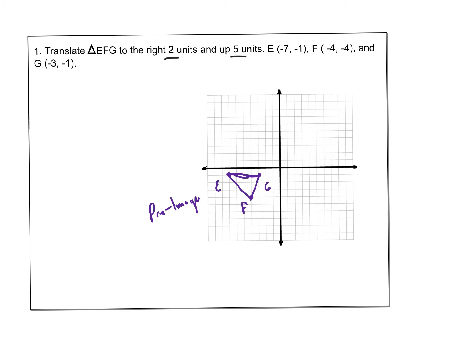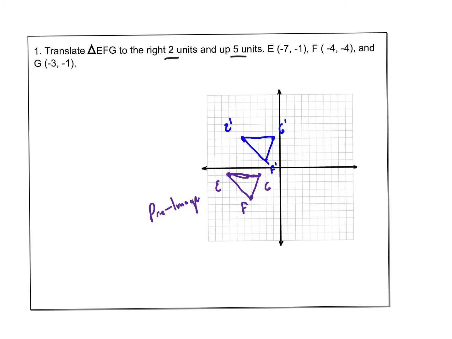So now, translating it just says take everything over 2 and up 5. So my new E would be over 2, up 5. So that would be my new E. My new F over 2, up 5 would be here. My new G over 2, up 5 would be here. So now, that would be my translated answer.